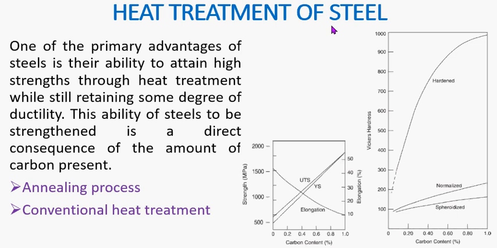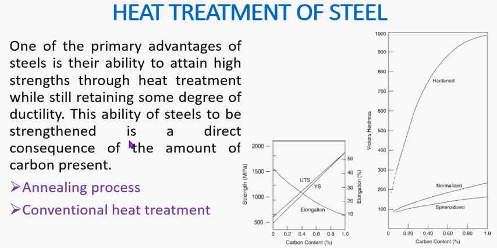What is heat treatment? Heat treatment basically is used to improve the mechanical and metallurgical properties. Mechanical properties like strength and hardness and ductility, while metallurgical property is the microstructure, possibly from a coarse grain structure to a finer grain structure. So one of the primary advantages of steel is their ability to attain very high strength and also retaining some aspect of their ductility, and this is also dependent on the amount of carbon content present.